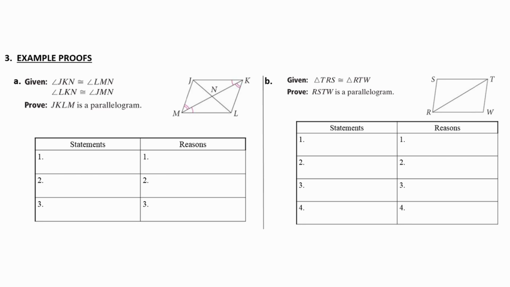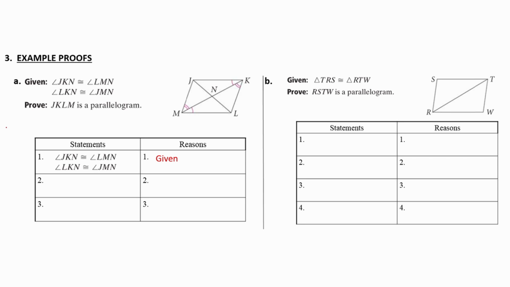So in proof A over on the left, we're given that we have this quadrilateral broken up into these four smaller triangles by the diagonals. And we know that angle JKN, which is the upper angle here with the one arc, is congruent to angle LMN, which is this bottom angle in the bottom left here. We also know that angle LKN is this top angle with the two arcs, and that's congruent to JMN, which is this bottom angle with the two arcs. And our goal is to prove that we have a parallelogram. So let's go ahead and see if we can do that.